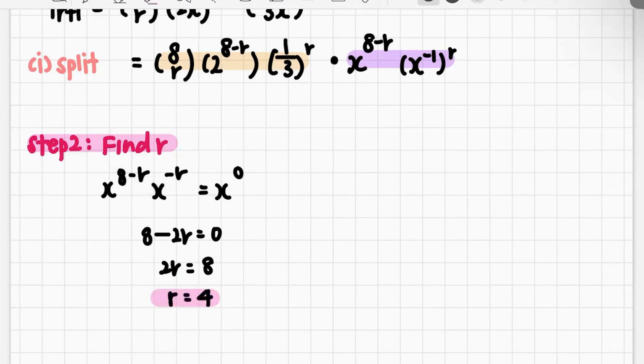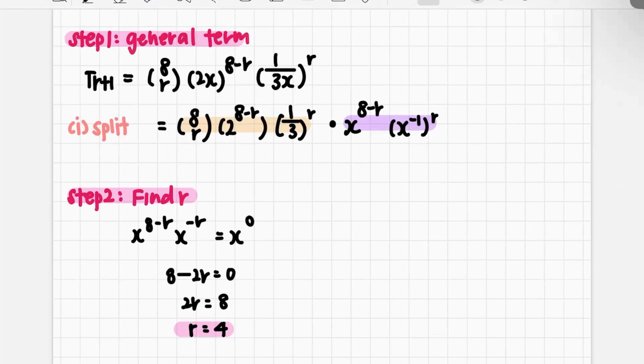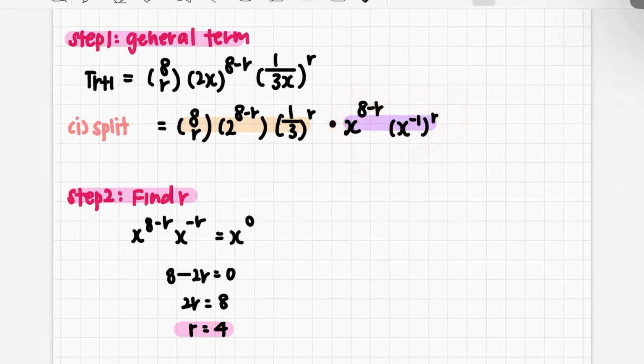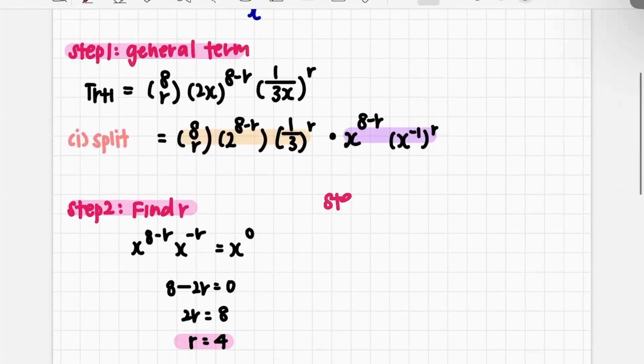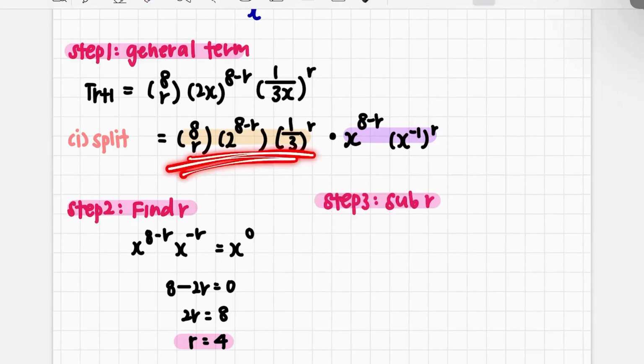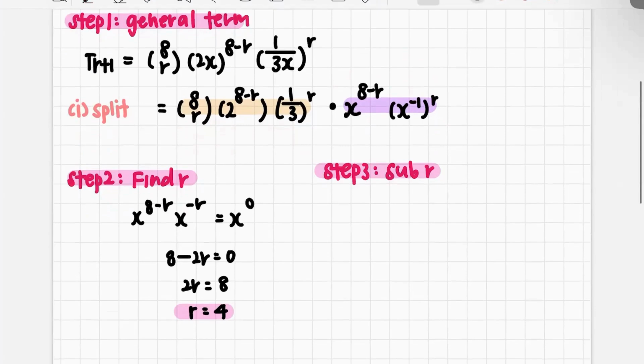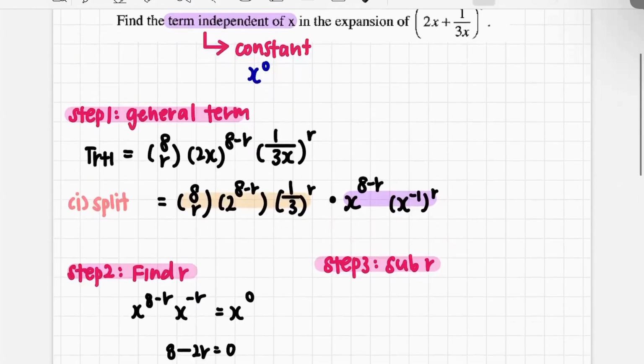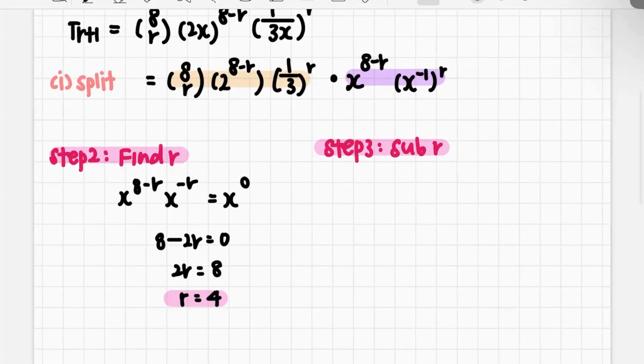So I want to end up here. I want to find my r. So how do I find my r? Based on the x terms here. Now that I have found r, I can go back to find my coefficient. You're just going to sub r back into the yellow colour portion here, because this part gives me my number. This part will just become x power 0, so it's just 1, so ignore it. This part will just give you the x term, that's all. So you find the term here. This is 8 choose 4, 2 to the power 8 minus 4, 1/3 whole thing to the power 4.